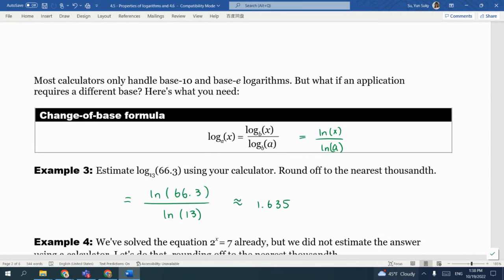So bring your calculator. From now on, please bring your calculator to class. When you do application problems, you need a calculator. Make sure you are able to get these numbers.